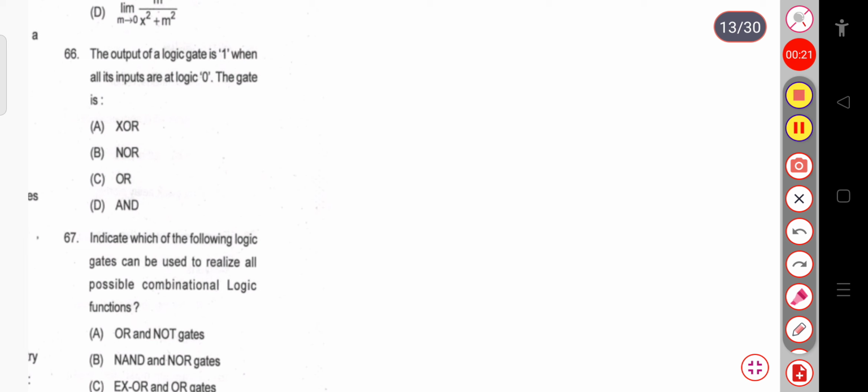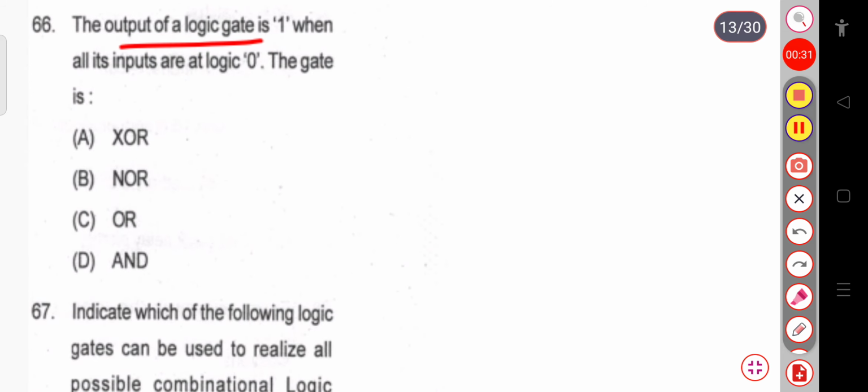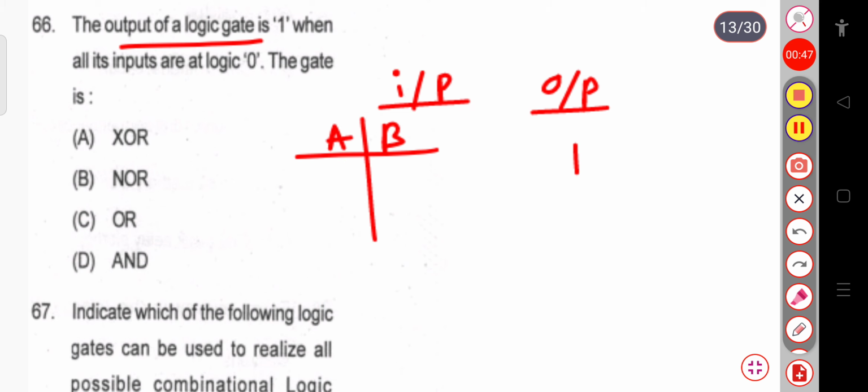Now let us see question number 66: the output of a logic gate is 1 when all its inputs are at logic 0. The gate is called what? So the output here is 1 when all its inputs are at logic 0. First of all, suppose there are two inputs A and B, and both are 0.